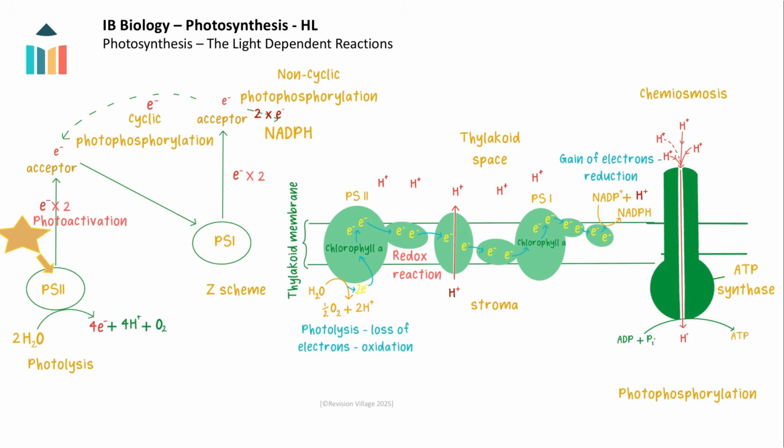reduced NADP is produced. So, as we can see in this diagram of the Z scheme, Photosystem II is only involved in non-cyclic photophosphorylation, whereas Photosystem I is involved in both cyclic and non-cyclic photophosphorylation.